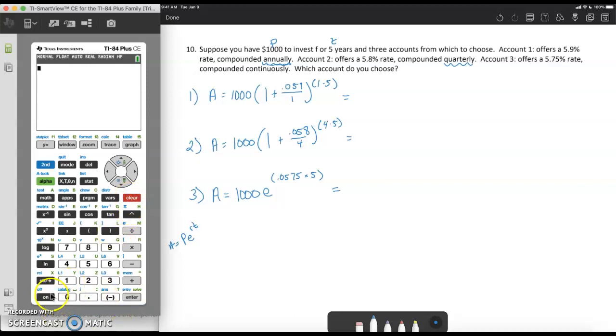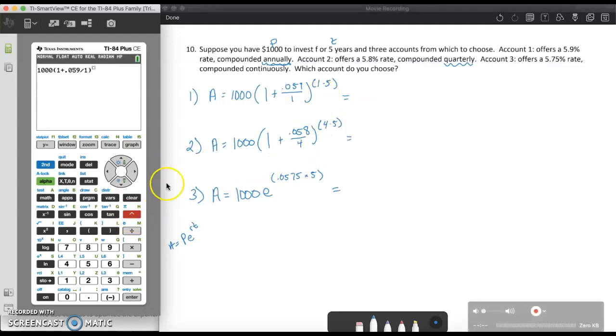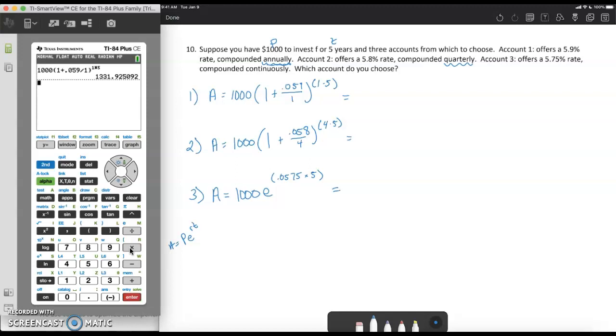So let's see, for account 1, we have 1,000 times the quantity 1 plus, I don't even need that 1 down there, but I'm going to go ahead and put it under here, because then when I do my next one, I'm just going to do a second enter, and I'm going to change the values a little bit. So I'm going to have 1 times 5 up there, and I get $1,331.93 rounded to the nearest cent.